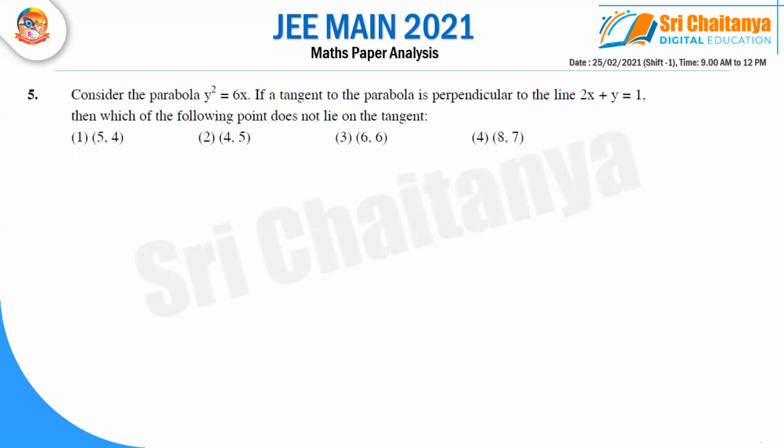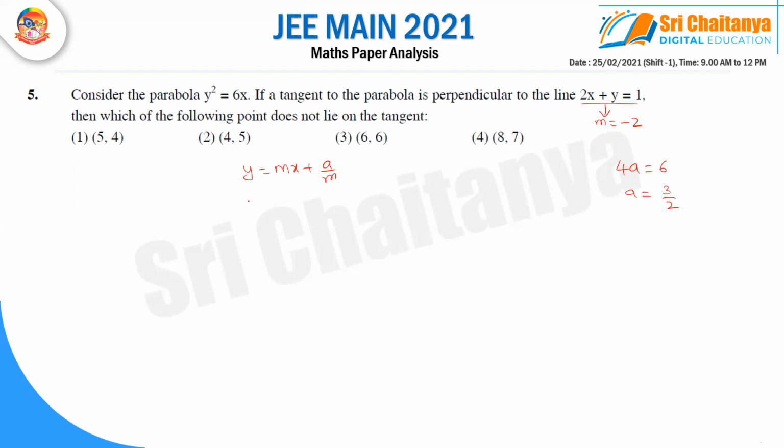Next question. They are saying parabola and tangent to the parabola. Perpendicular to this line, the slope of this line is minus 2, so the perpendicular line slope will be 1 by 2. Now the slope form of tangent is y equal to mx plus a by m for y square equal to 4ax. In the place of 4a, we are having 6. So a is 3 by 2.